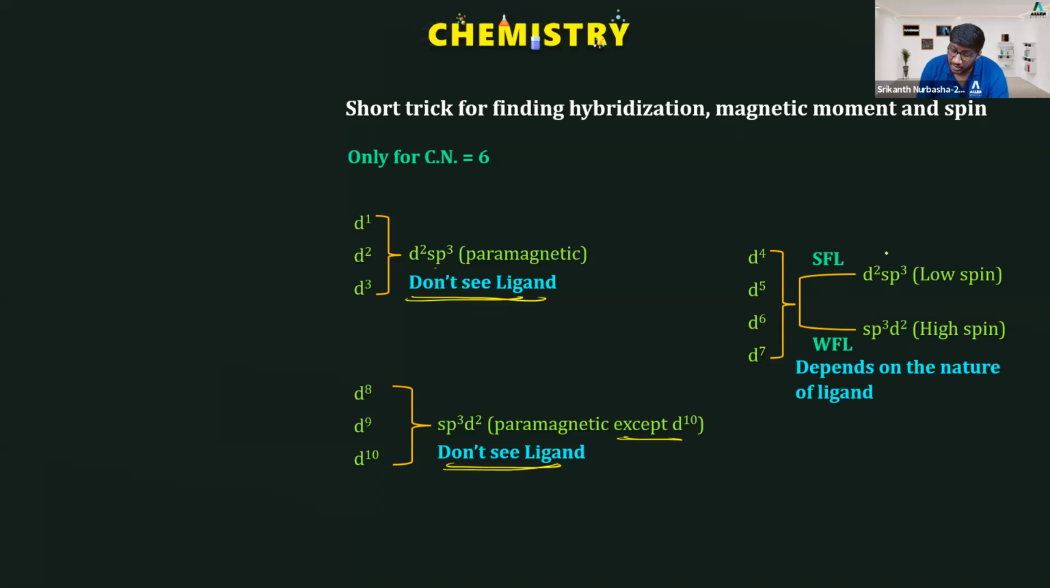Strong field ligand means d2sp3 and low spin. Weak field ligand means sp3d2, high spin. It depends upon the nature of the ligand. Note down this short trick, the same thing which we have discussed earlier, and list it down once again. Note it down, all of you. After noting this, try to solve this example.